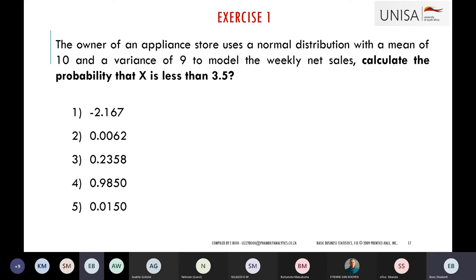The owner of an appliance store uses a normal distribution with the mean of 10 and the variance of 9 to model the weekly net sale. Calculate the probability that X is less than 3.5. So remember, the less than means you need to calculate the probability that X is less than 3.5. I'm going to do it for you because I just want to get to the next section. I will give you an opportunity on the next one to do the calculation.